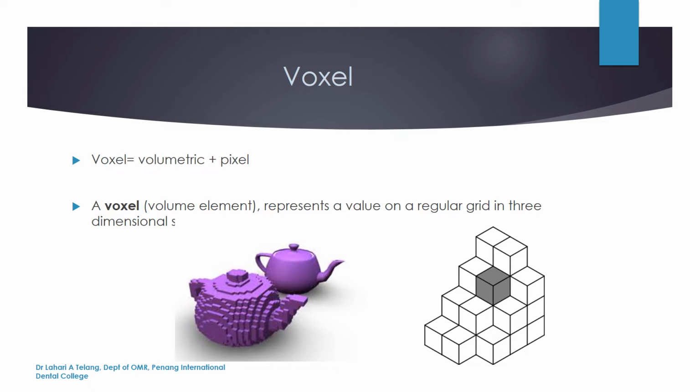Voxel, on the other hand, is a volumetric pixel. It has a volume element to it and represents a value on a regular grid in three dimensions. So here you can see, for example, an image of a teapot made up of tiny blocks like Lego, and this is what we call a voxel. So when you're looking at three-dimensional imaging, the term pixel is replaced by voxel.